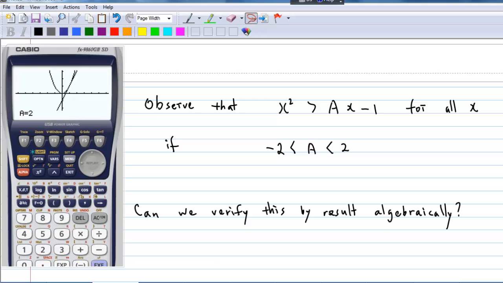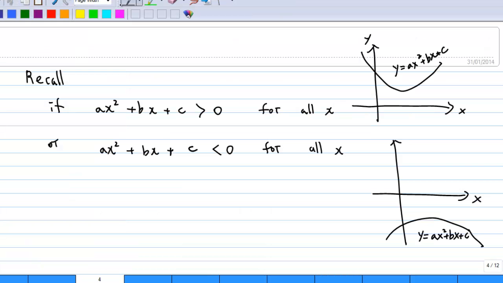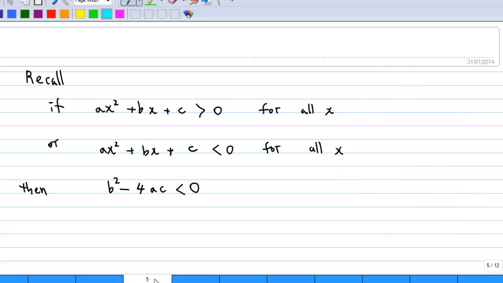Can we verify this result algebraically? Recall that if ax squared plus bx plus c is greater than 0 for all x, or ax squared plus bx plus c is less than 0 for all x, then we expect b squared minus 4ac to be less than 0.